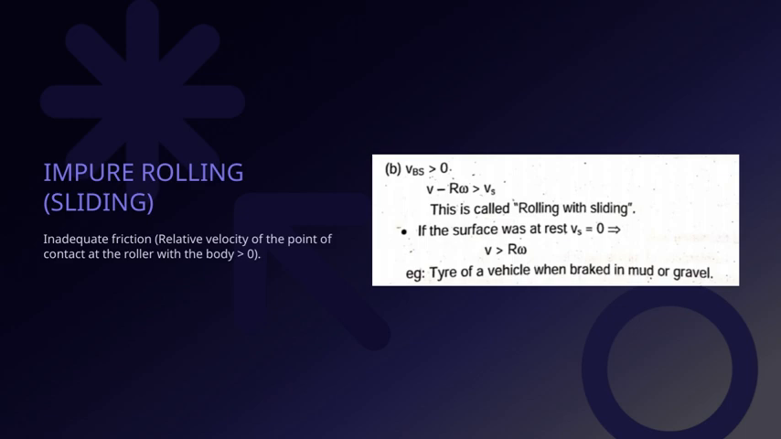Understanding this distinction is important because it influences how we analyze the motion and the forces acting on rolling objects. When slipping occurs, the behavior deviates from ideal pure rolling, and we need to account for this in our calculations and designs. So, in summary, whenever there's some slipping at the contact point, we have impure rolling, and recognizing this helps us better predict and control real-world systems involving rollers and wheels.